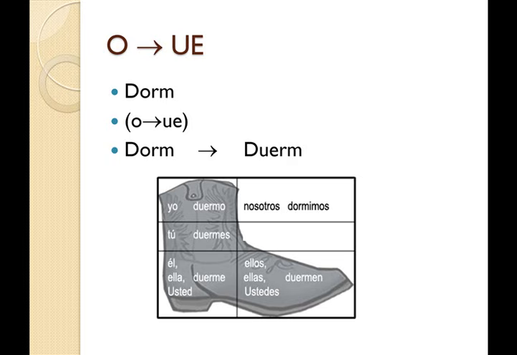So we have o, es, imos, en. The only changes that occur are the O changes to UE, or our stem, inside of our boot, in the yo, tú, él, ella, usted form, and ellos, ellas, and ustedes, right?